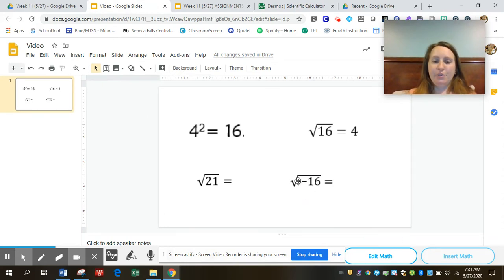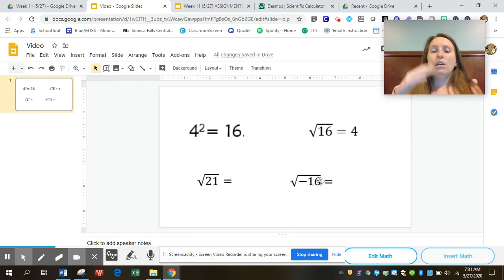Same thing for the square root of negative 16. Now, if you go too fast, you see the 16 and you're like, oh, it's 4. But if you think about it, 4 times 4 gets me positive 16. Negative 4 times negative 4 is also positive 16. So there is no number where you multiply it by itself that you can get negative 16. Positive 4 times negative 4 gets me negative 16, but positive 4 and negative 4 are not the same number.